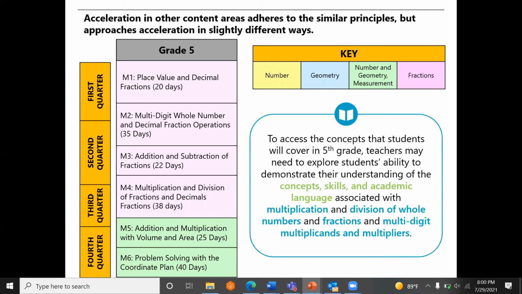In this particular case, we see that the teacher recognizes that they must explore the student's ability to demonstrate an understanding of the concepts, the skills, and the academic language that's associated with multiplication and division of both whole numbers and fractions. They must also think about multiplicands and multipliers. These concepts and skills are most frequently associated with and related to 5th grade content material that students need to access at the 5th grade level.